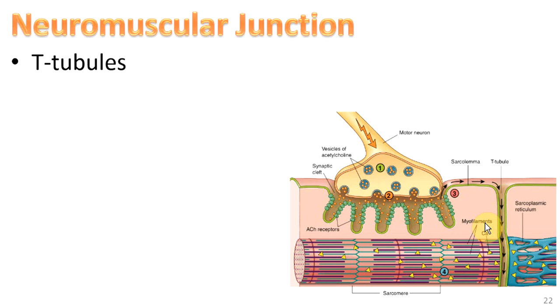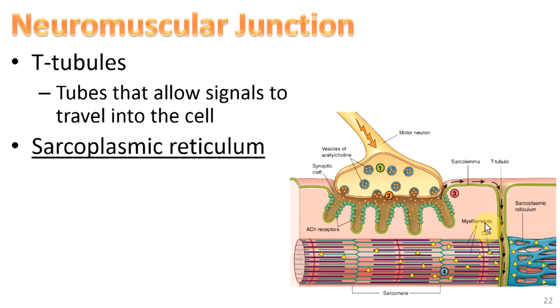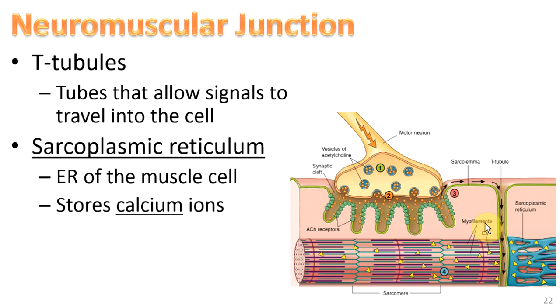So the T-tubules, as I said, are those tubules that bring the signal to the inside of the cell. We also have this thing that's semi-unique to a muscle fiber. It's called the sarcoplasmic reticulum. Now you know what the endoplasmic reticulum is. Well, this is the endoplasmic reticulum of the muscle cell. Now it doesn't serve the same purpose in a muscle cell as it does in our normal cells, I guess, if there was such a thing, but it's certainly not the generic cell that we talked about. What it does is it stores calcium ions.